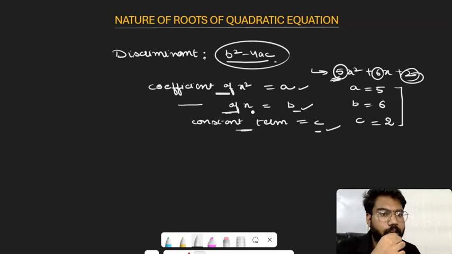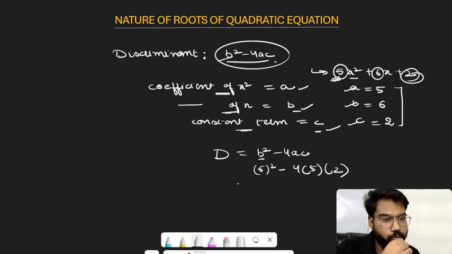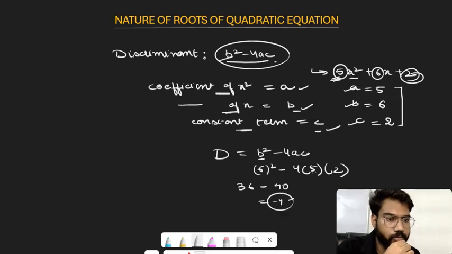So the discriminant is the value b square minus 4ac. For example, if I want to find the value of the discriminant for this equation, here a is 5, b is 6 and c is 2. So discriminant d is equal to b square minus 4ac. b here is 6 square minus 4 into a, 5, into c, 2. So 6 square is 36 minus 4 into 5 is 20, and 20 into 2 is 40. So the discriminant will be minus 4.